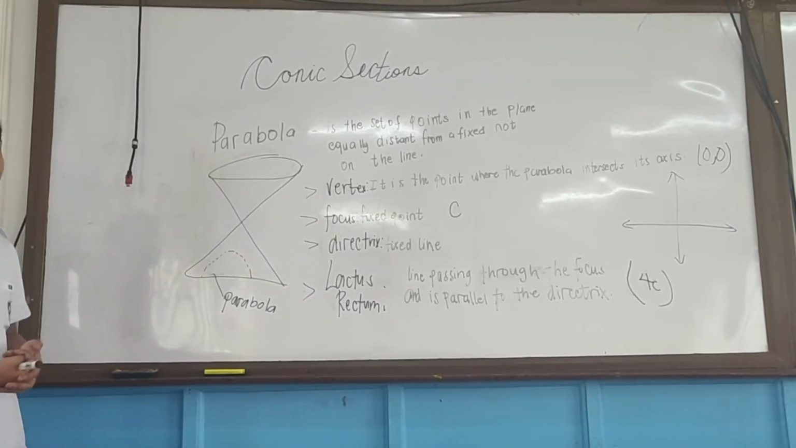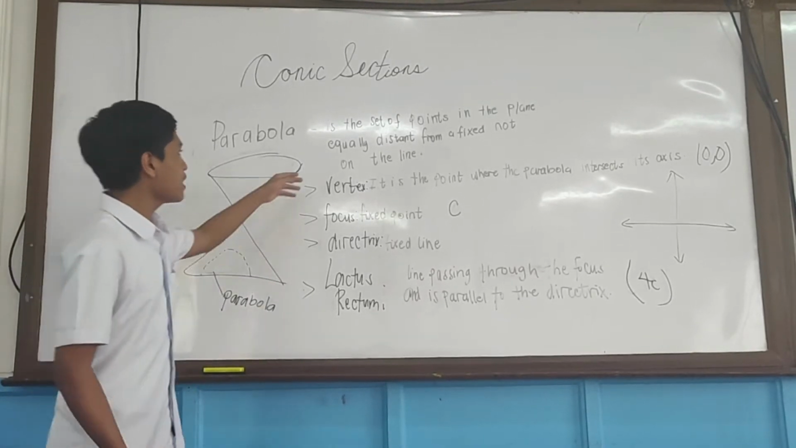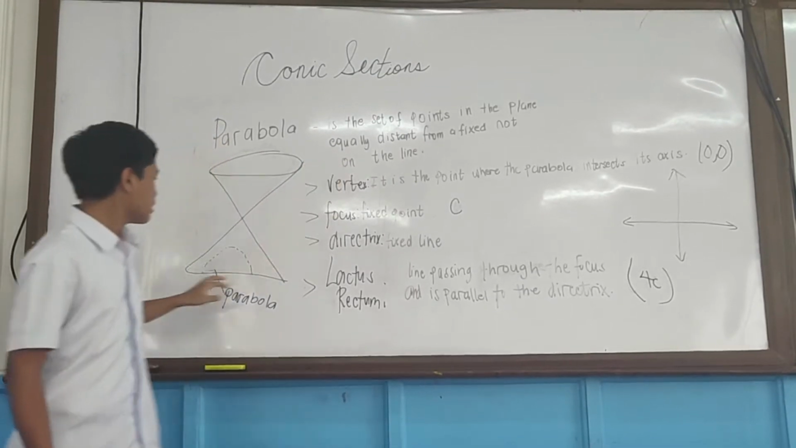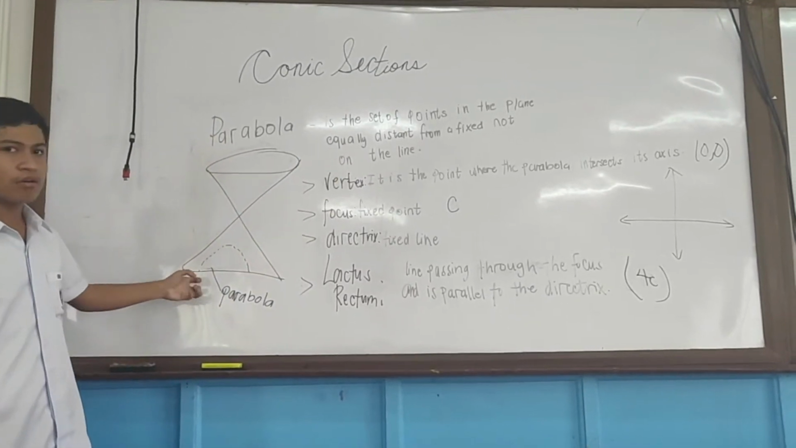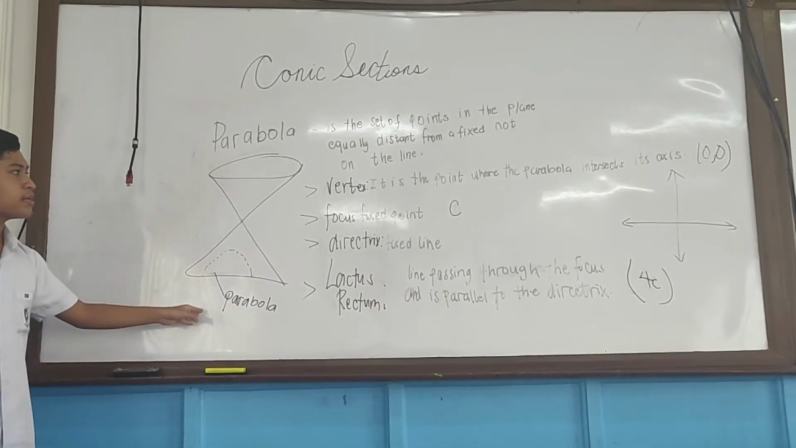Now let's start. What is a parabola? A parabola is a set of points in the plane equally distant from a fixed point not on the line. Here we have a cylindrical cone, which means when we draw a parabola, this is what it's going to look like.